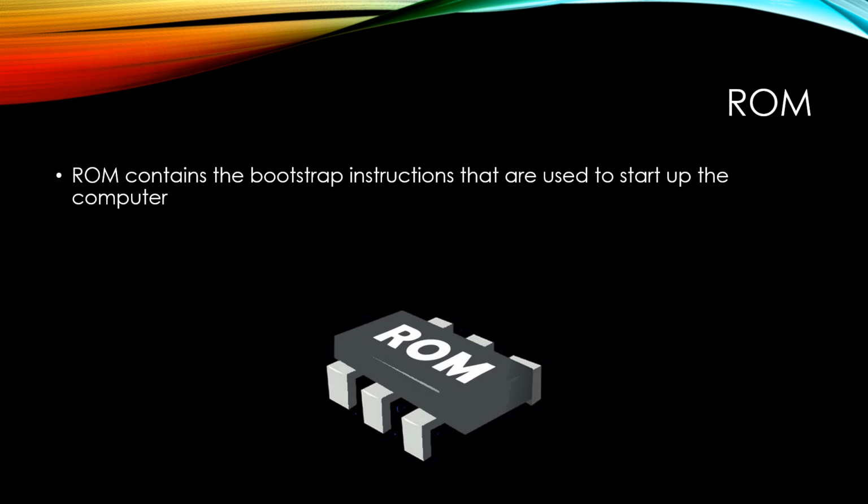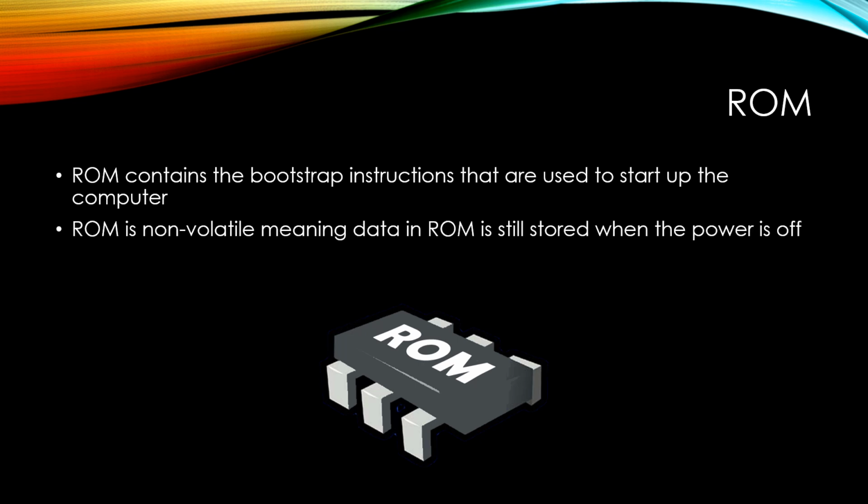ROM contains the bootstrap instructions that are used to start up the computer. These tell the computer where to find the operating system and establish the BIOS, meaning the basic input-output system, that allows the operating system to communicate with the computer's hardware. ROM is non-volatile, meaning that data in ROM is stored when the power is off. This is essential, or otherwise the next time you went to turn on your computer, it would not have the instructions it needs to start up. ROM can be read from, but not written to.